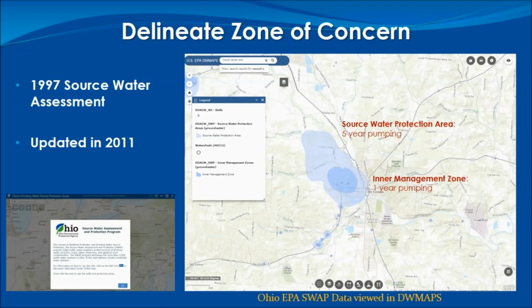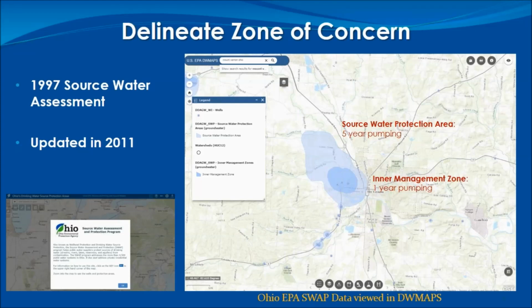So with this, I could use these defined areas to see where I should look for potential sources of contamination for Mount Vernon. Ohio EPA first completed their source water assessment for Mount Vernon in 1997. They updated it in 2011 when Mount Vernon closed one of their intake wells. They adjusted the protection area at that time to reflect these changes.